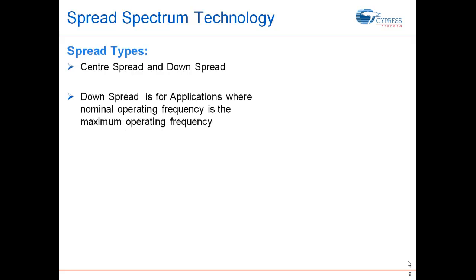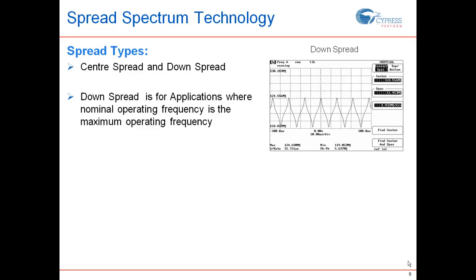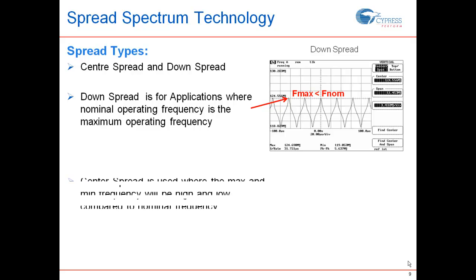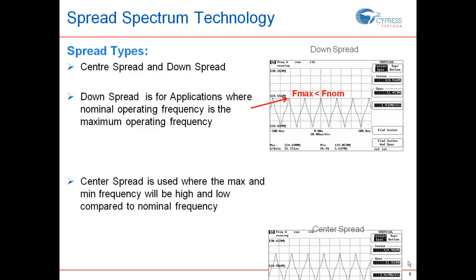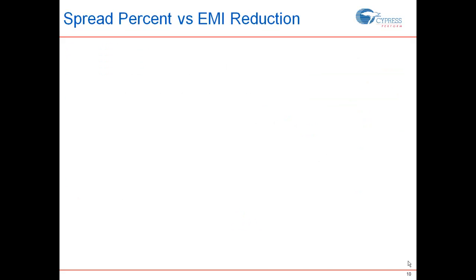There are two types of spread. First one is the center spread and the second one is the down spread. Down spread is used for applications where nominal operating frequency is the maximum operating frequency. Center spread is used where the maximum and the minimum frequency will be high and low as compared to the nominal frequency.